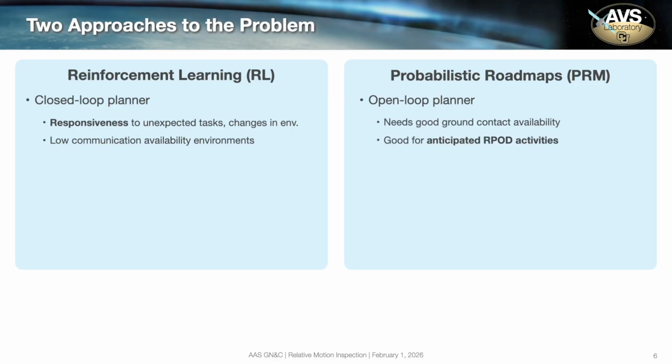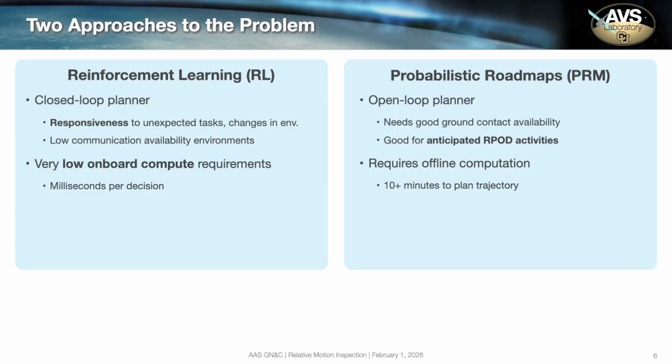On the other hand, probabilistic roadmaps are going to give us an open loop planner. That means that we need to have good understanding of when and where our activity is going to take place, and we need to have sufficient ground contact availability to actually upload these plans. Reinforcement learning has very low onboard compute requirements, which is why we can use it in a closed loop manner, whereas the probabilistic roadmap-based approach will require offline computation to generate trajectories.